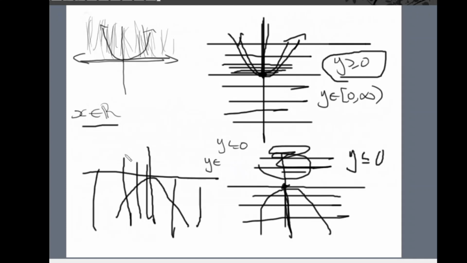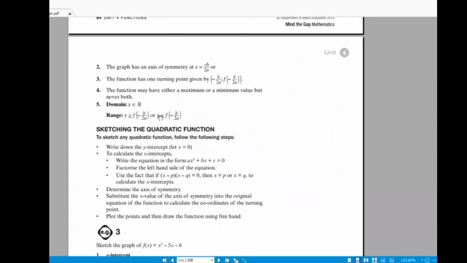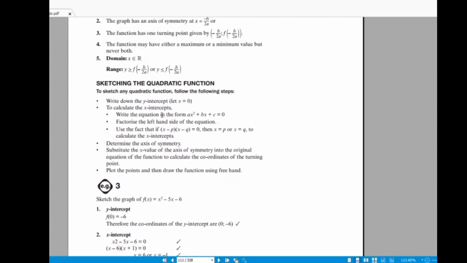Y is an element of minus infinity to 0, right? Yeah, that is the range. So, sketching the quadratic function.